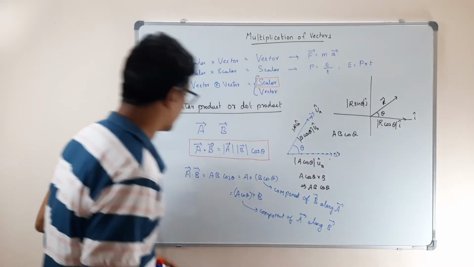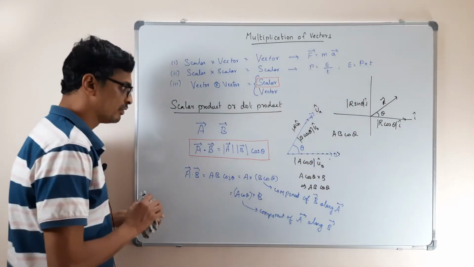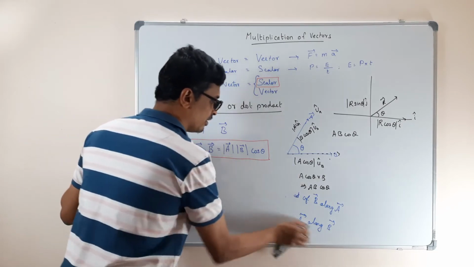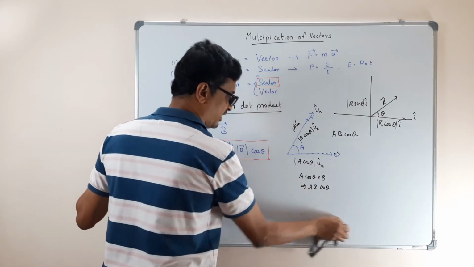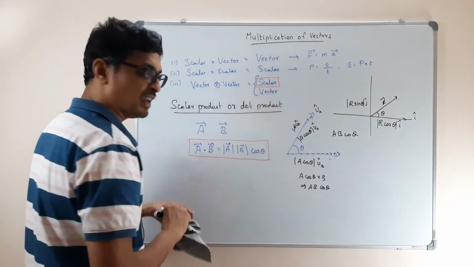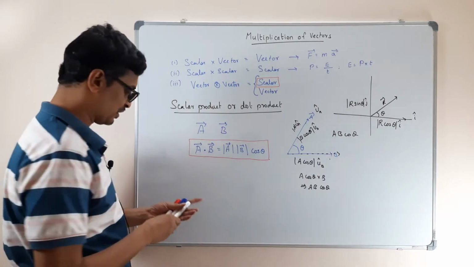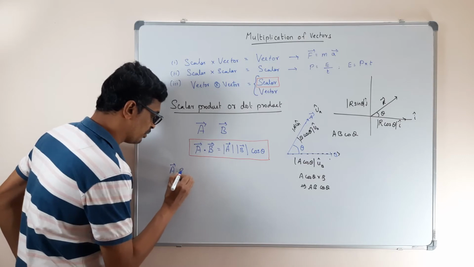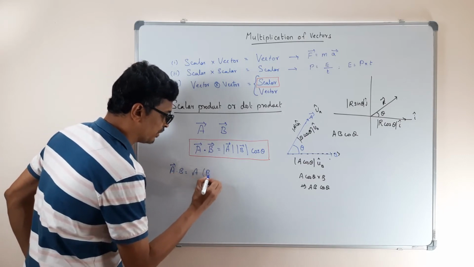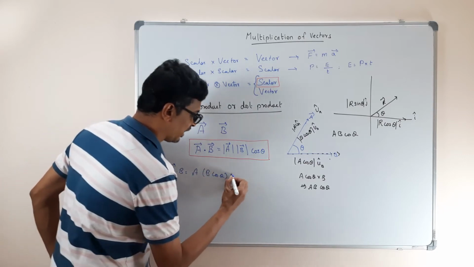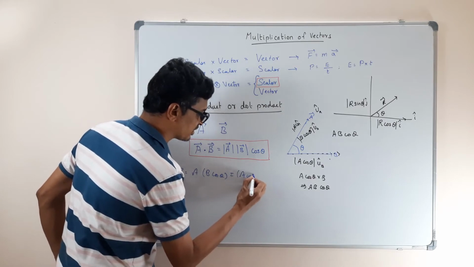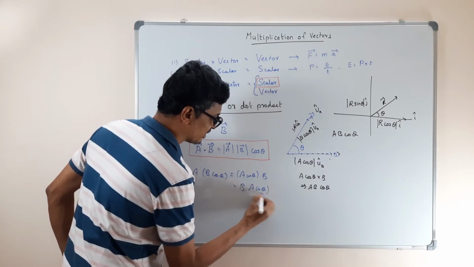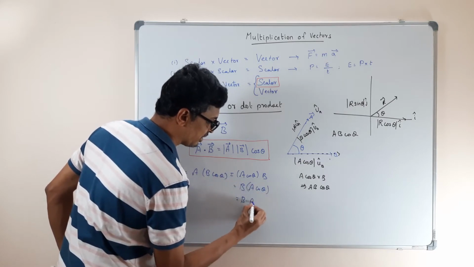Now you tell me whether the scalar product is commutative. Is A dot B equal to B dot A? It is, yes, of course, because the angle is the same. So what we can write is A dot B equal to A into B cos theta, or you can write it as A cos theta into B, or BA cos theta. That's equal to B dot A.